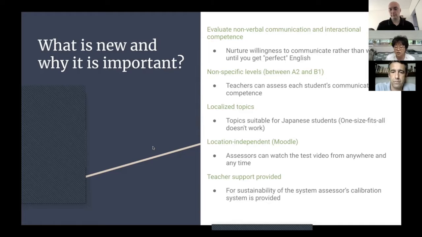And then the teacher support. Even if you once have a perfect system, if you don't try to maintain the standard, it is very difficult to keep the system going. So these 5 points are the new ones.